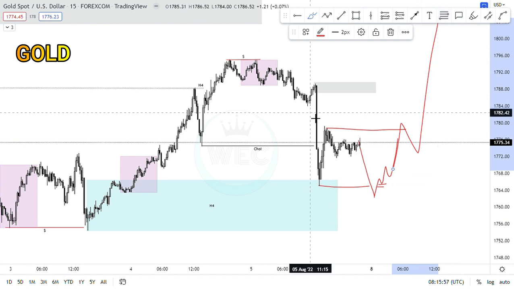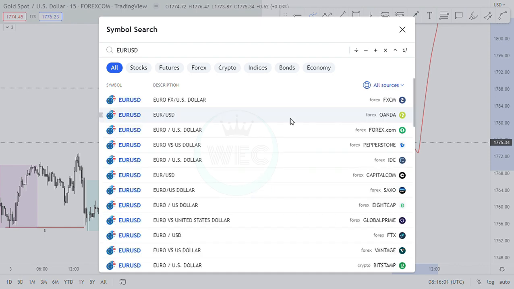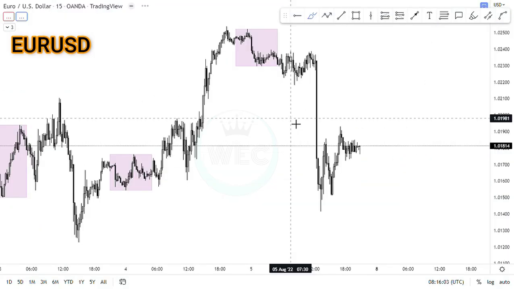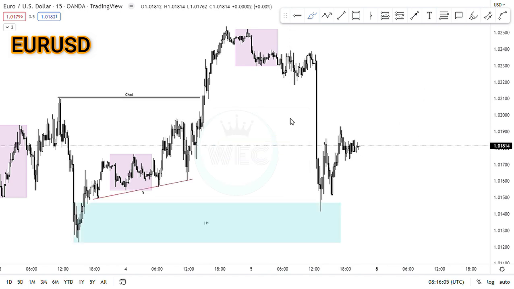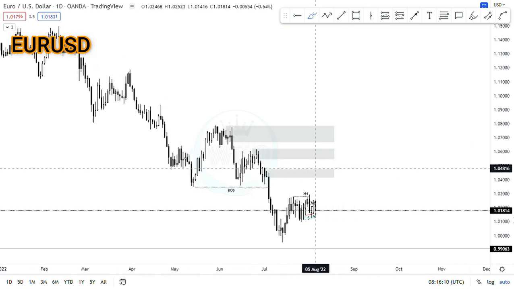Real quick, let us step into EURUSD and let's see what I'm looking at also on EURUSD. So real quick, I'm going to step into my daily and let's see what price is doing.